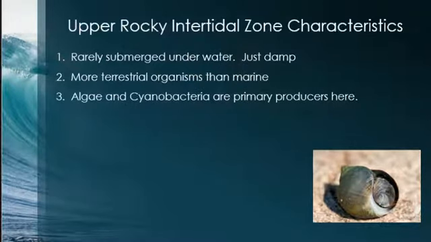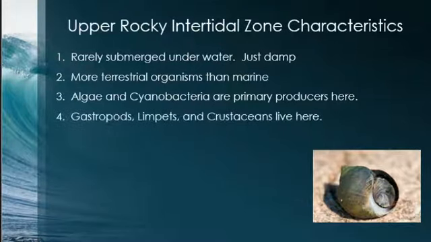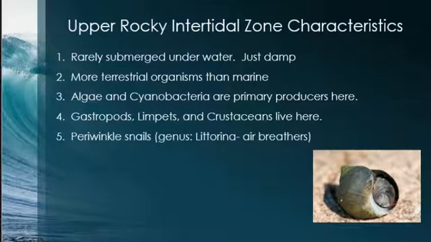Algae, cyanobacteria are primary producers here. That's interesting. They do okay outside of the water. Gastropods, limpets, crustaceans, those are our crabs. Periwinkle snails. Oh, look at that. Their genus name is Littorina. Littorina from littoral zone. Littoral zone, yes.